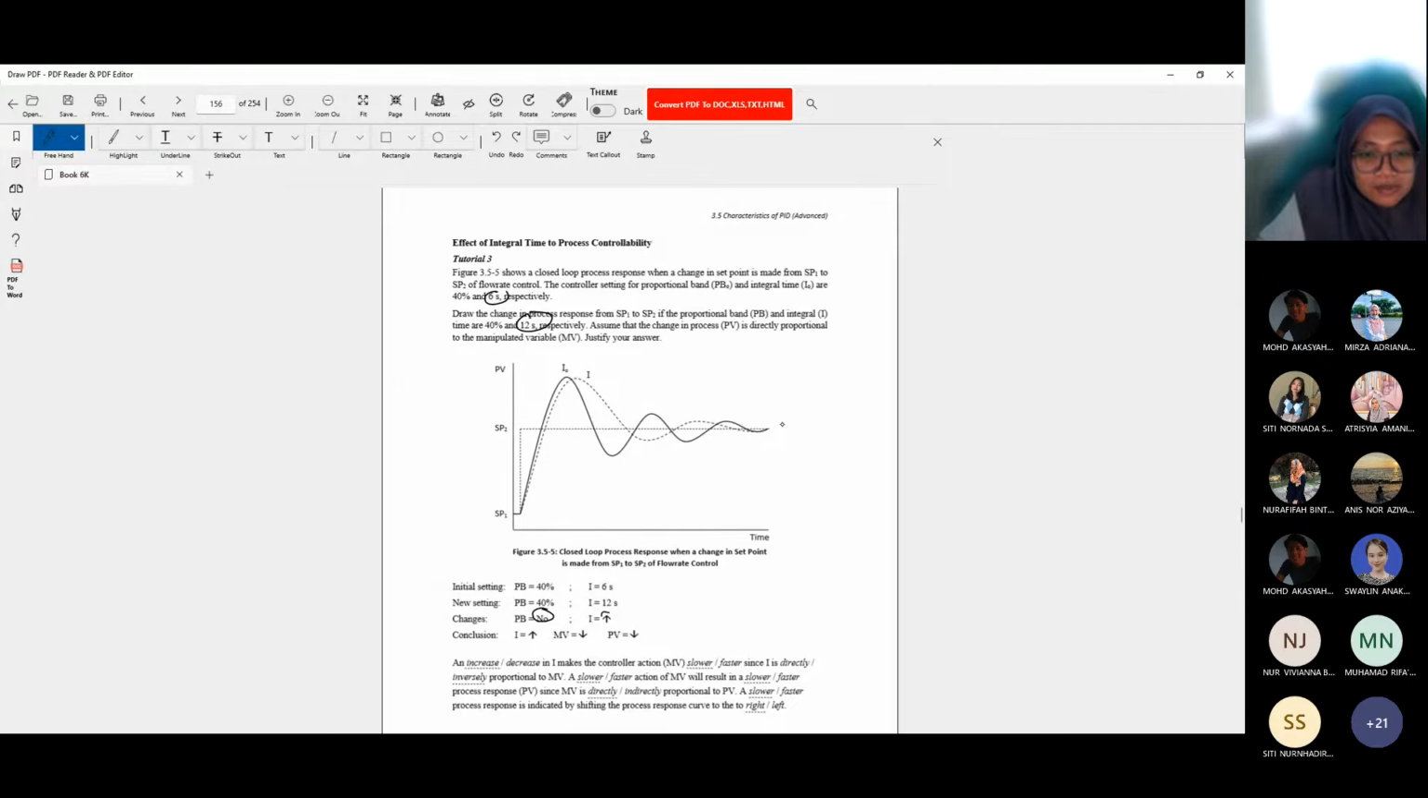Only I is increased. So when I increase, the relationship between I and MV is inversely. That's why MV decrease. MV to PV is directly proportional. So MV decrease, PV will also decrease. So bila PV decrease, your response ni akan shift to the right.